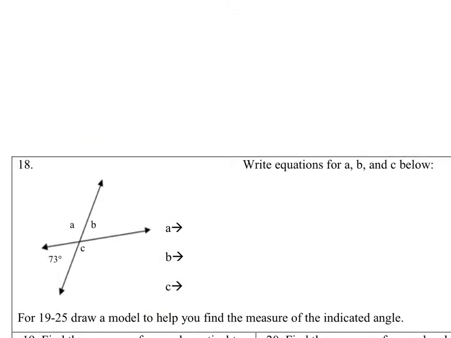Write equations for A, B, and C below. For 19 through 25, draw a model if we need to, and that will hopefully help us to find the measures of the indicated angles. Here we go. So for angle A, that's a supplementary relationship with 73. So I got 180 degrees minus the 73 would give us that missing angle measure, which appears to be 107 degrees.